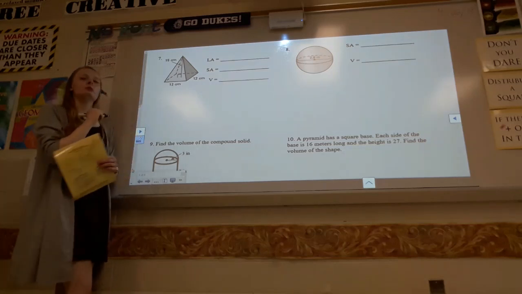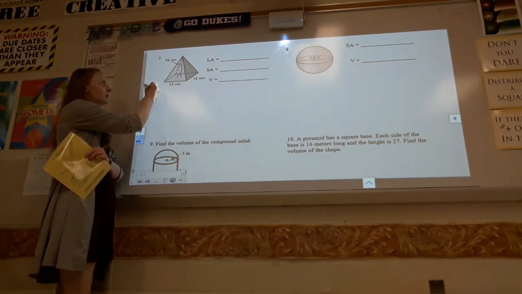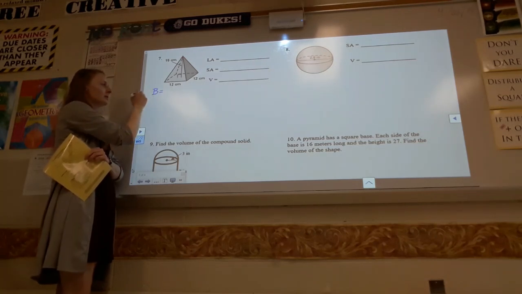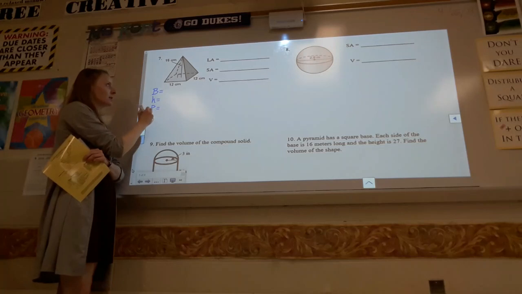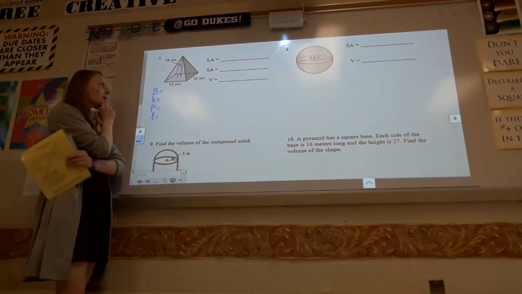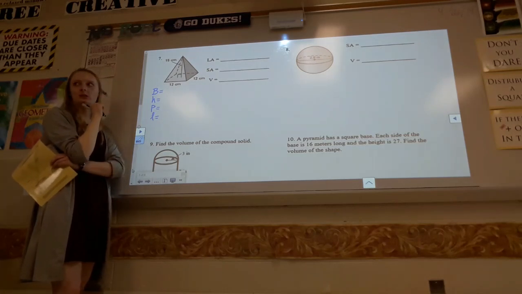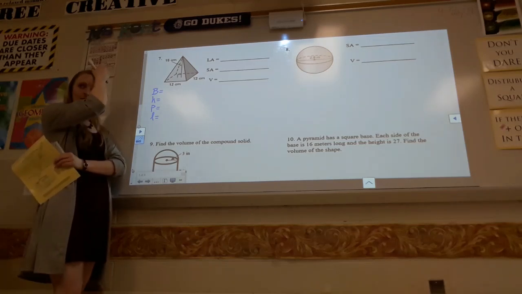So what are the variables I need for a pyramid? Base area, capital B. What else? H, height. Perimeter, the perimeter of the base, okay, and L, slant height. We have 4 things. Alright, so the area of the base, what shape is the base? It's a square, so the adjacent sides are the same. So what would the area of a square be in this case?